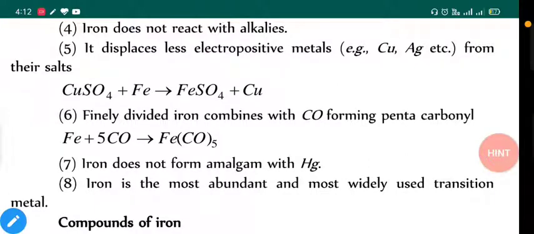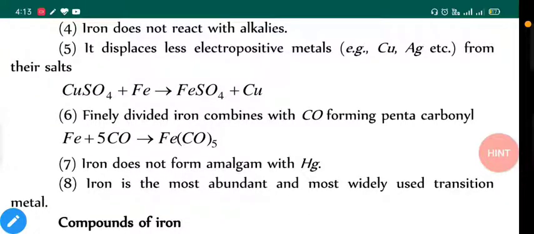Less reactive elements have a tendency to be reduced and more reactive metals have a tendency to be oxidized. That's why Cu will be reduced from +2 to 0 and Fe will be oxidized from 0 to +2. Finely divided iron combines with CO forming pentacarbonyl: Fe plus 5CO gives Fe(CO)5.